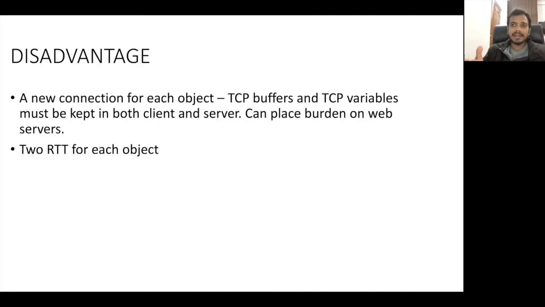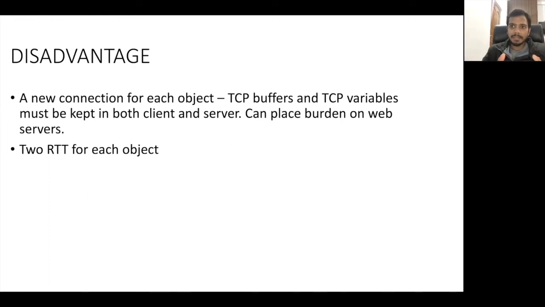Now, what is the disadvantage of using a non-persistent connection? A new connection has to be established for each object. And whenever a client establishes a new TCP connection with the server, every time some TCP buffers and TCP variables should be kept open on both sides, on the client side and on the server side. Indirectly, I can say that some resources are being used on both sides, like some memory and some CPU for each connection.